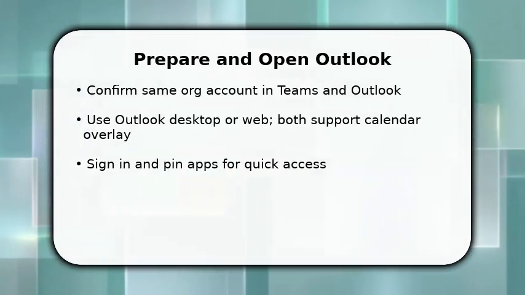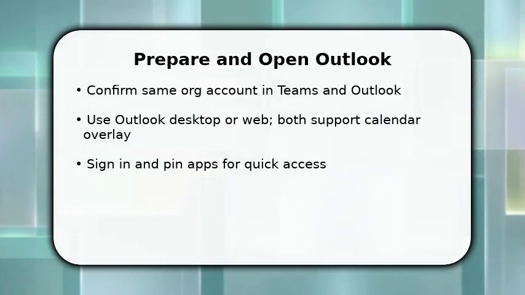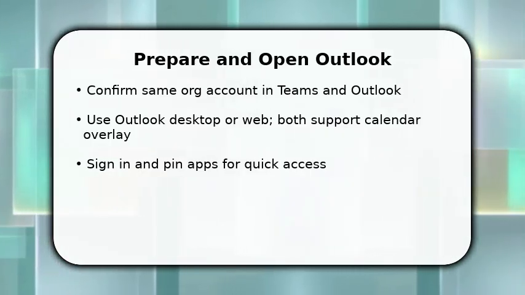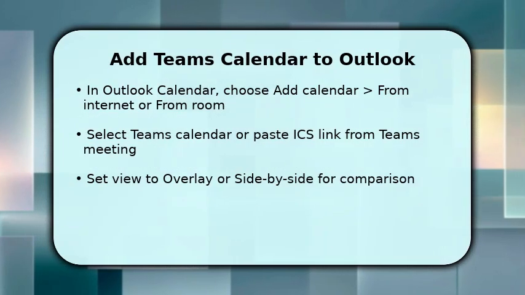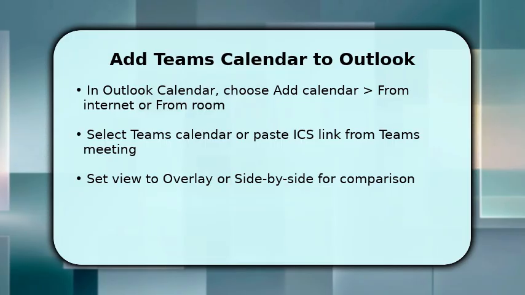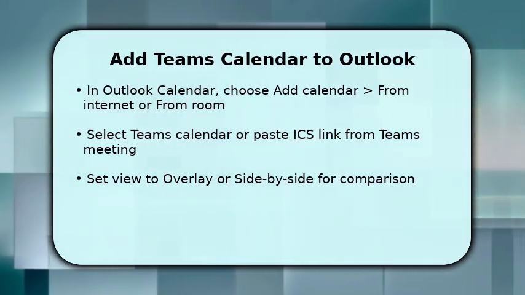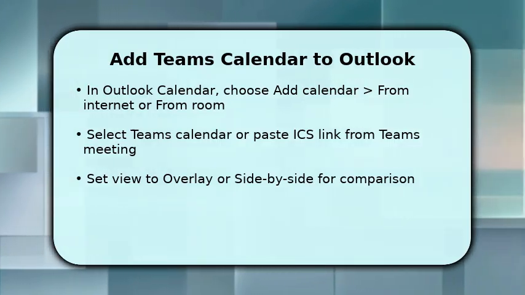Next, go to Outlook's calendar view and get ready to add the Teams calendar. This step ensures permissions sync and reduces missing calendar errors later. Once in Outlook calendar, click Add Calendar and choose the correct option, from Directory or from Internet if you have an ICS link. If the team calendar is Microsoft 365 based, search the group or channel name and add it.